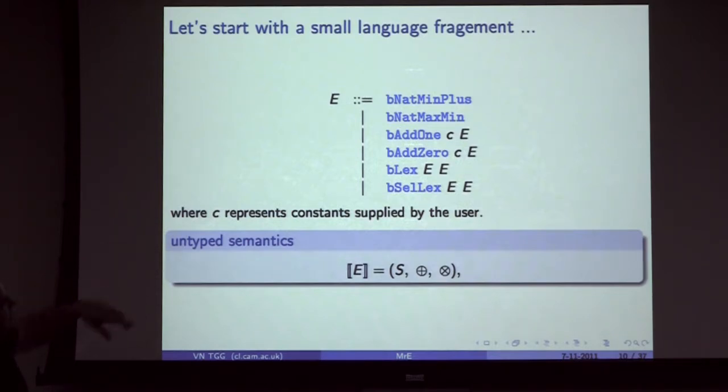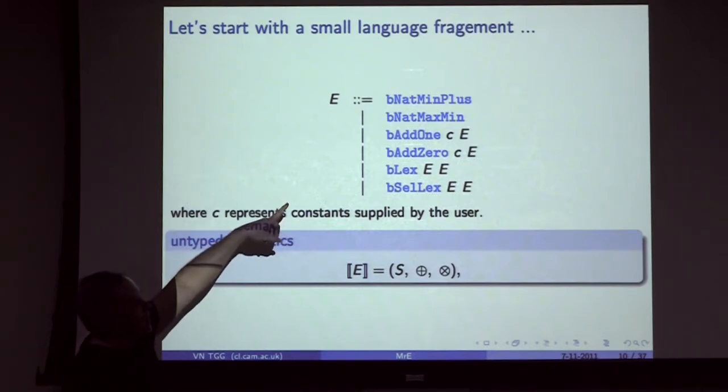And I just have this little grammar here where I have constants that are min plus, max min, and then I'm going to add a multiplicative identity, add 1, or add 0 as an additive identity, or I'm going to take the lexicographic product in one way or another. So that's the basic idea of this kind of language.